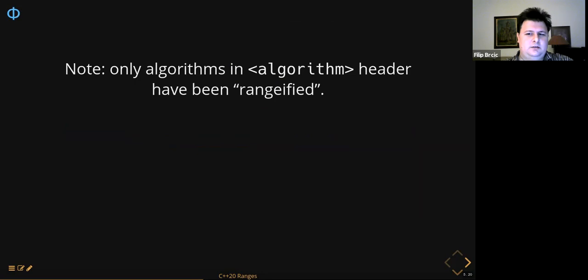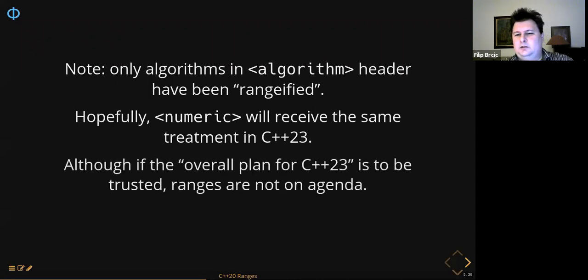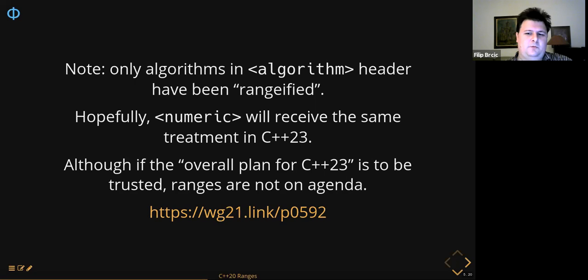Only algorithms in the algorithm header have been, well, transformed, constrained, or rangified, however you want to call it. There is a plan to transform numeric algorithms, but that is yet to happen. And I've seen an overall plan for C++23, which might or might not be true. Either way, it doesn't really include ranges in the agenda, so we'll see. Hopefully, numeric will be upgraded as well.